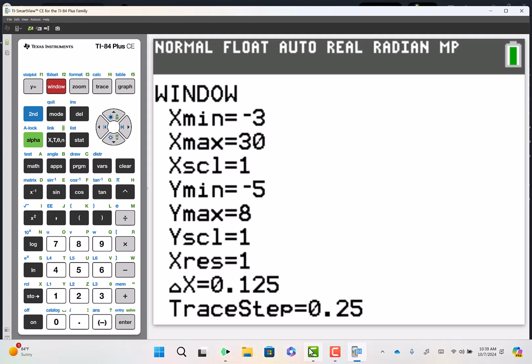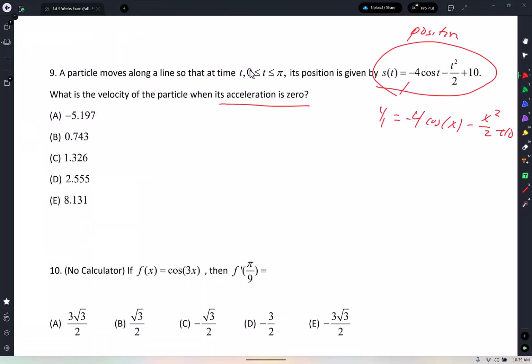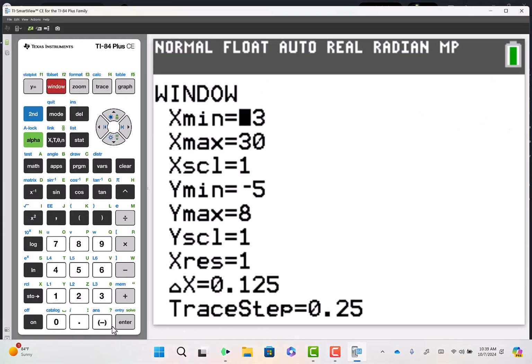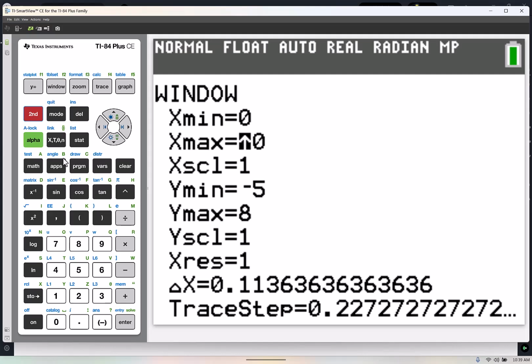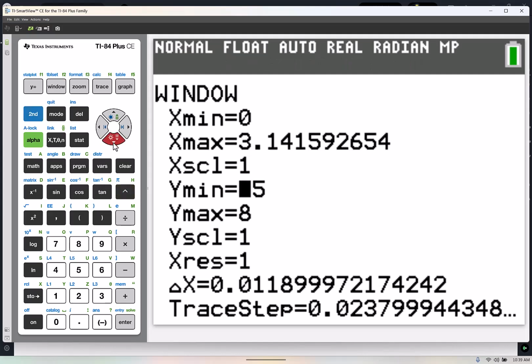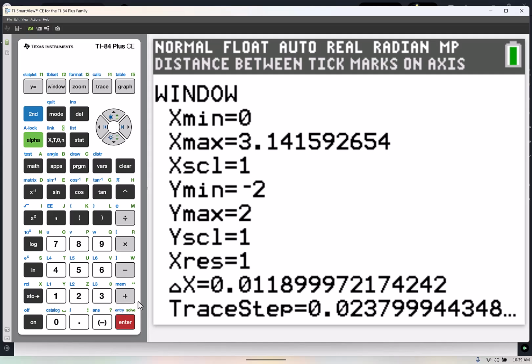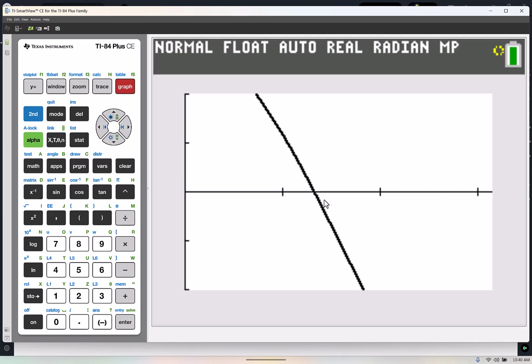I'm only looking between 0 and pi. I just want to see where the acceleration is 0, so I'm going to hover around the x-axis, -2 to 2, or maybe -1 to 1. It depends. Cool or not cool? I'm going to push graph. And there it is. This is my acceleration graph, or acceleration curve. So right there, where it crosses the x-axis, is where the value is 0. Does that make sense to you guys?